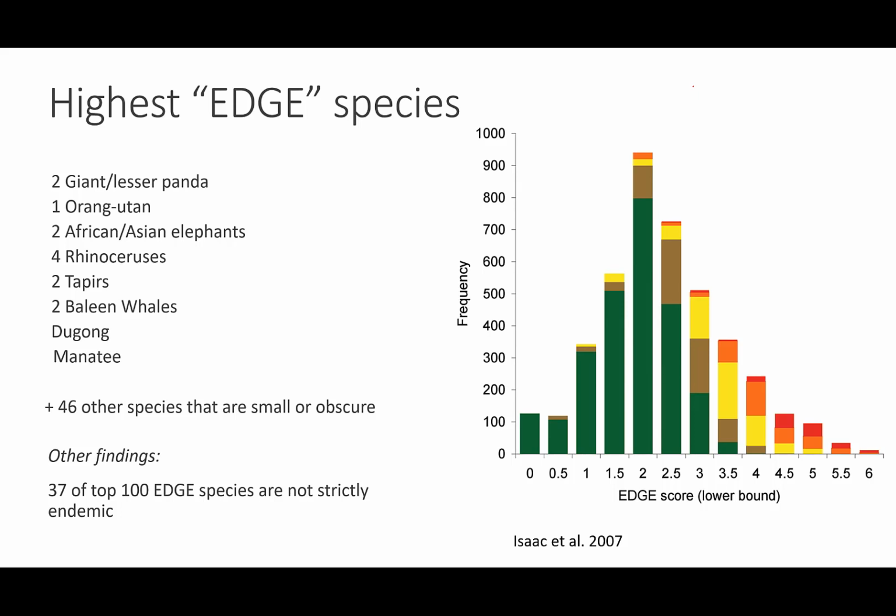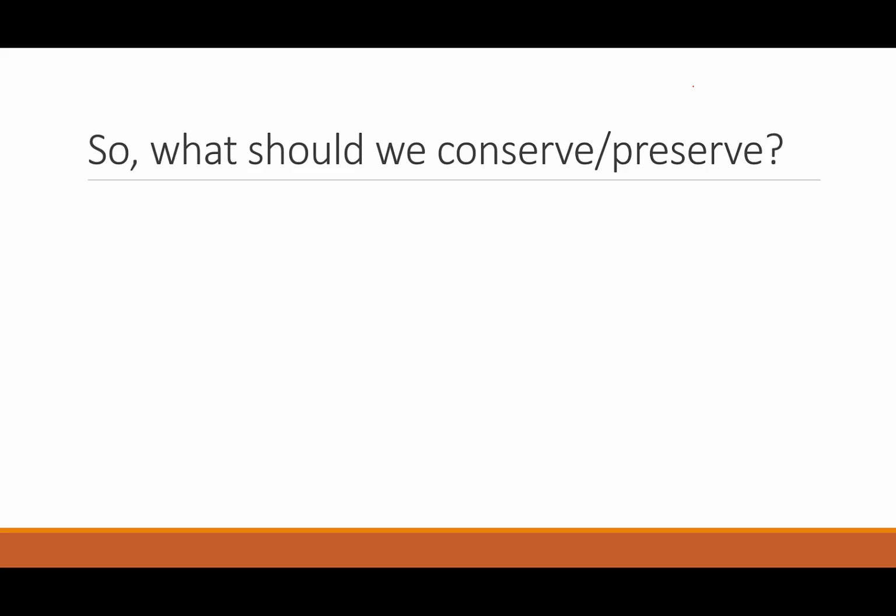So should we focus on endemics purely? Should we focus on hotspots entirely? Maybe not. We should be considering these risk assessments. Finally, as the last closing slide, which I'm sure you're so excited about, because this is the last slide of this topic, what should we conserve and preserve? What kinds of places, what kinds of species?